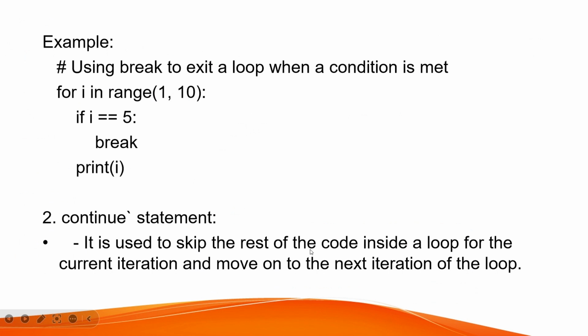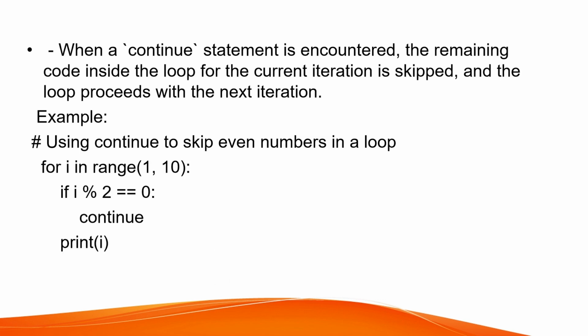Continue is used to skip the rest of the code inside a loop for the current iteration and move on to the next iteration of the loop. So only the current iteration is exited. The remaining iterations will continue. Let's see the example.